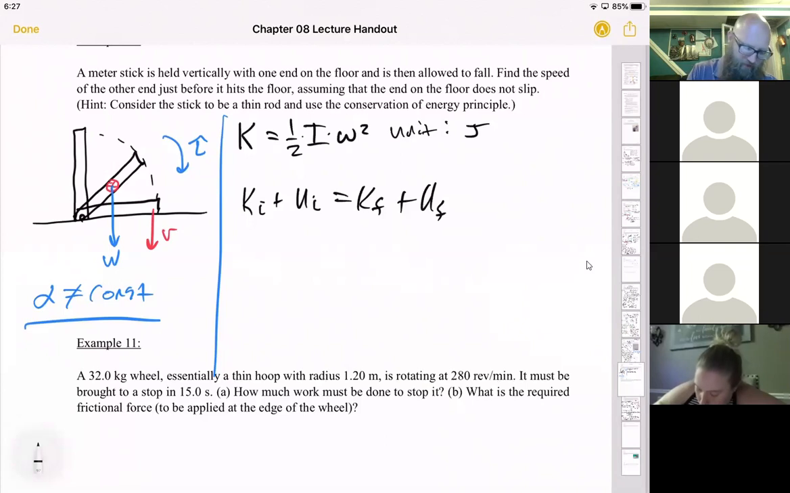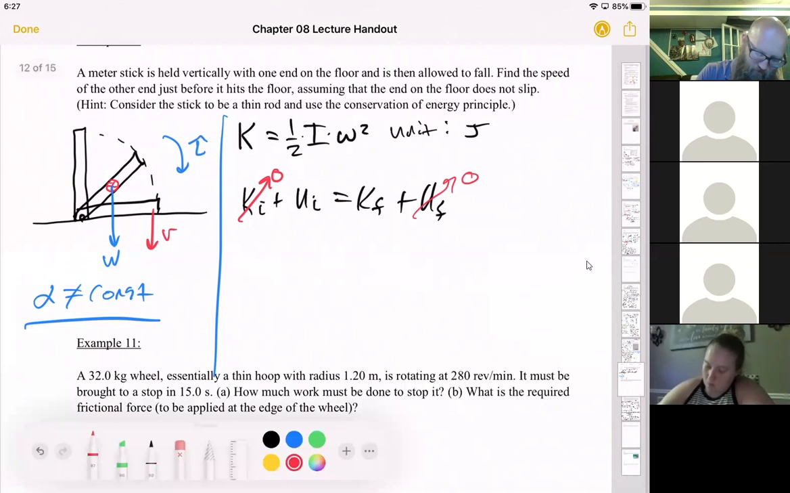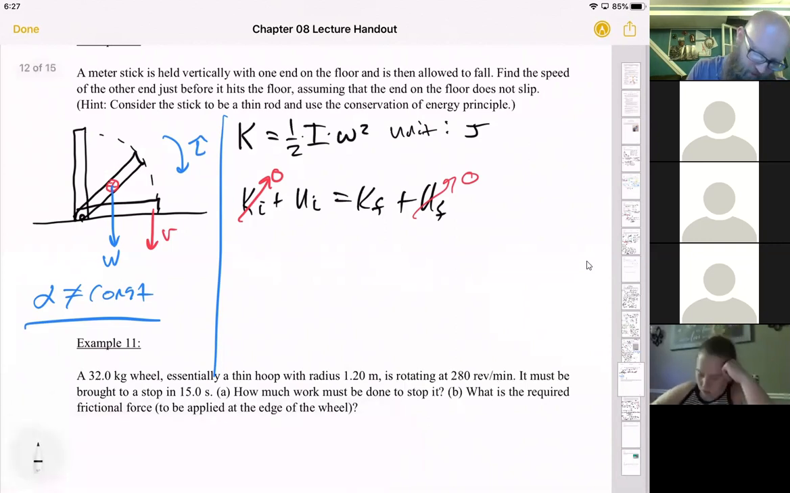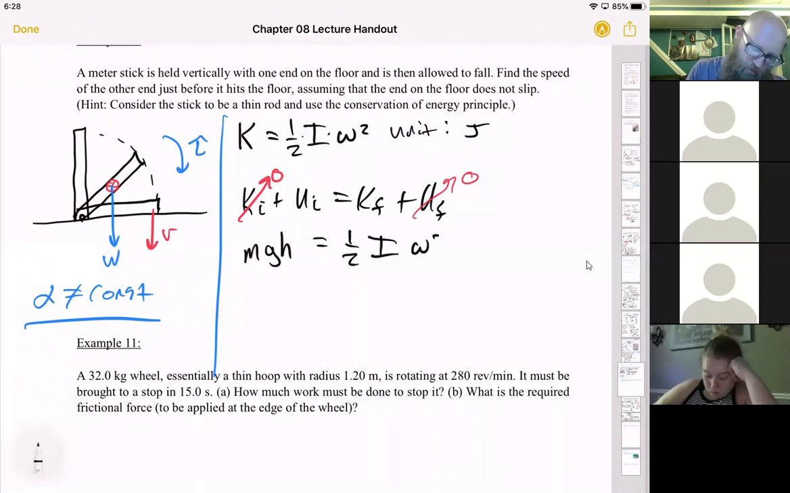So pretty clearly, the initial kinetic energy is 0 because it's starting from rest. And it's going to end up on the ground, so we could call that U final is 0. So all of its potential energy is becoming kinetic. But we're used to, when we say potential energy, this is gravitational, so we say mgh equals half I omega squared. But what is h?